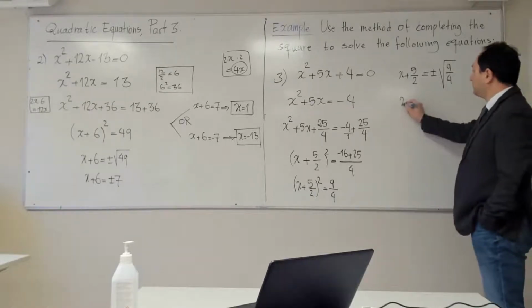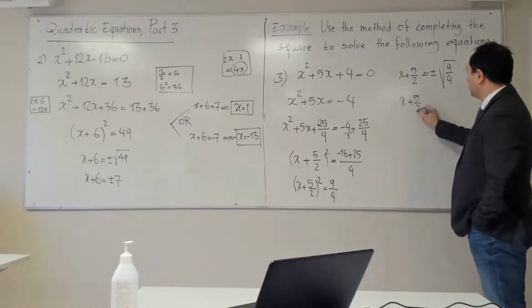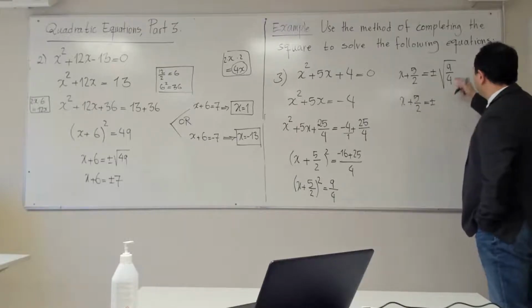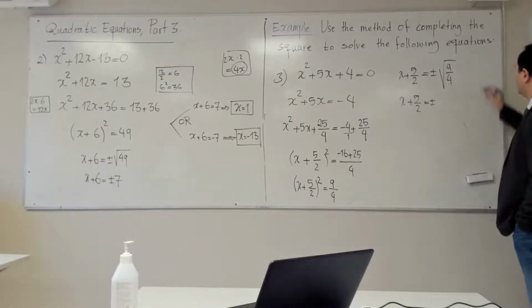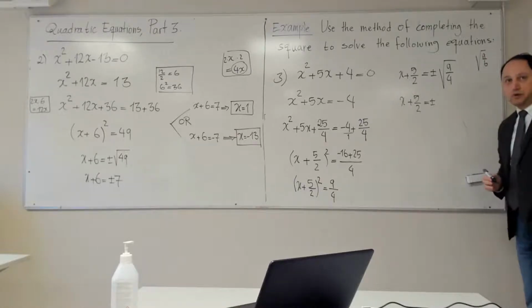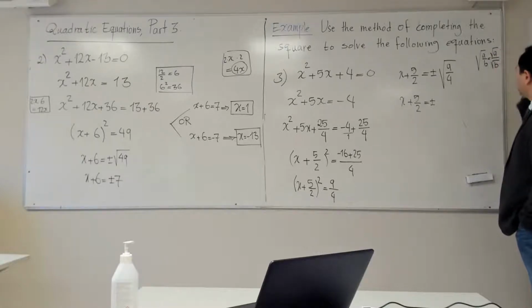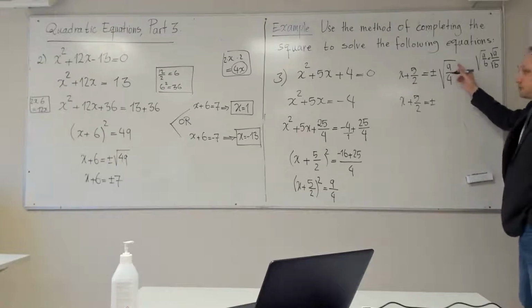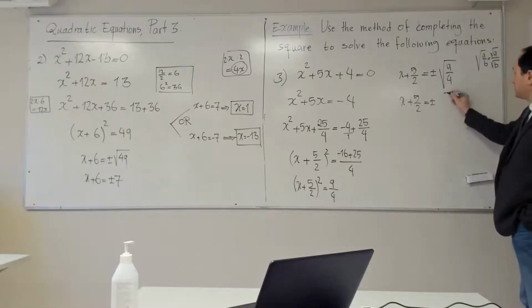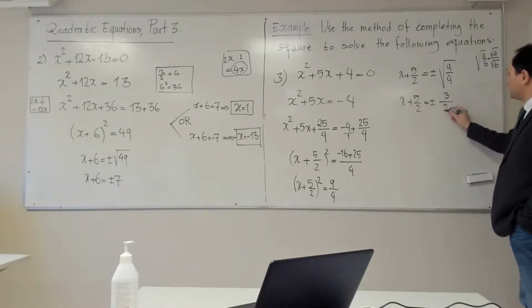Okay, and then one more step. It's plus and minus. Do you remember I told you a formula yesterday? So if I have a square root of a over b, if a and b are positive numbers, then you can write the square root of the numerator divided by the square root of the denominator. So here this becomes a square root of 9, which is of course 3. Square root of 4 is 2.